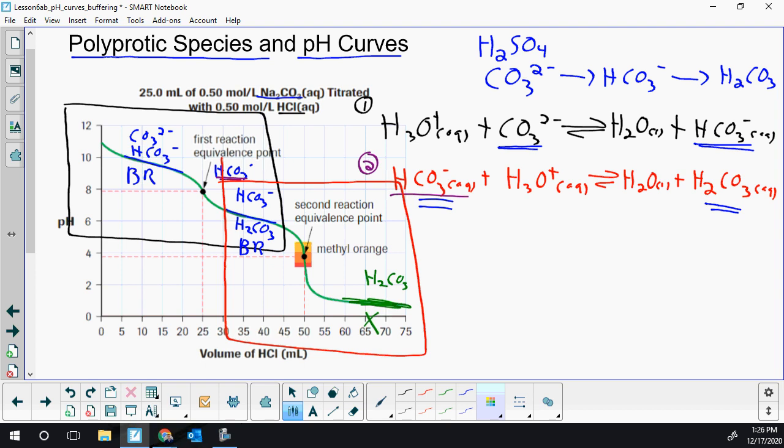The shortcut to predicting just where the buffering regions are, and you'll get that type of question on the test: all of the flat areas preceding equivalence points are buffering regions. Where I put that green X, there's no equivalence point after it, so that's not a buffering region. It has to be a flat area preceding an equivalence point.